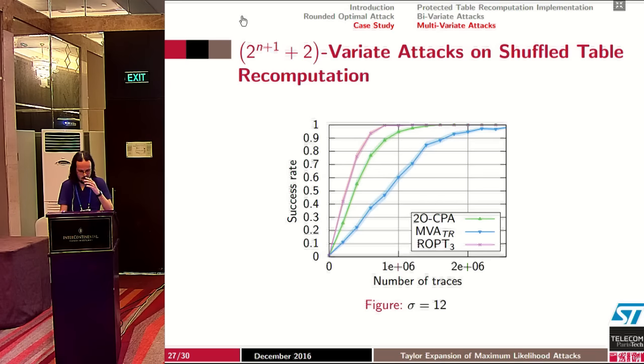Now, when the noise increases, for example, for sigma equal to 12, we can see that the second-order CPA is closer to our new attack. We can also see that it's much better than the multivariate table recomputation attack. This means that in this case, the important term in the Taylor expansion is the second degree one. But because the new attack is better than the second-order CPA, the third degree terms still have an impact.